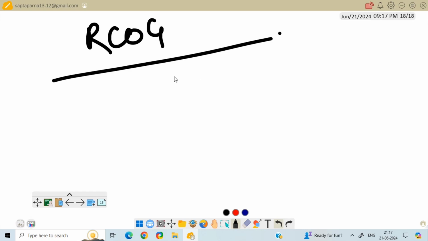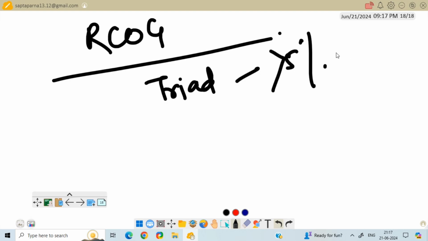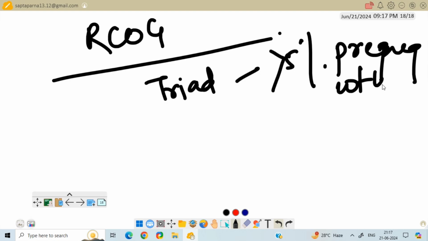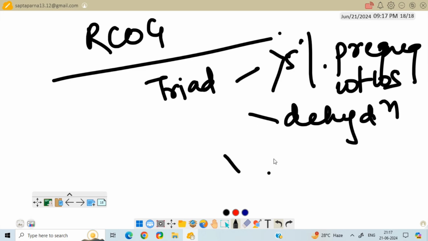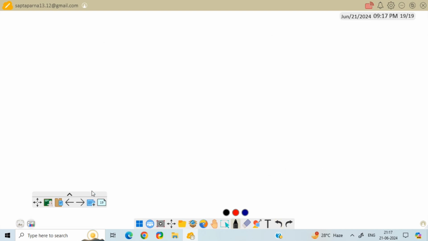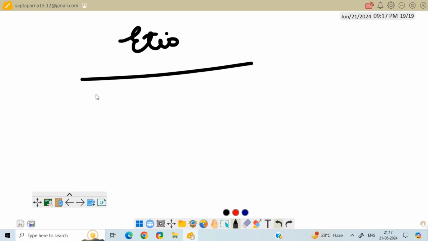Okay, so according to RCOG guidelines, it is defined as nausea and vomiting with the triad. What is the triad? That is, more than 5% of pre-pregnancy weight loss. Number 1, dehydration and electrolyte imbalance. Okay. So next, what is the etiology? Etiology, we have to know what is the etiology.